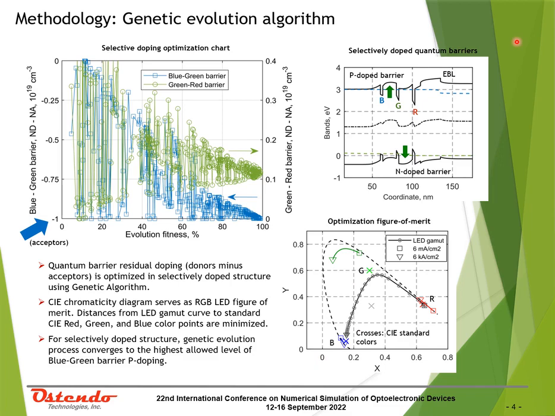In the genetic algorithm, a set of unique values of all optimization parameters represents an individual member of the evolution ensemble, or gene. Like in biological evolution, genes are subject to mutation, so the ensemble population eventually evolves to the best individual with optimal parameter values. The chart on the left illustrates the evolution process. In this first example, we see that full RGB coverage has not been achieved during the optimization. The green region is not fully covered. We also see that the blue-green barrier optimal doping converged to the maximal allowed acceptor level. This suggests that the corresponding optimization range probably was taken too narrow.